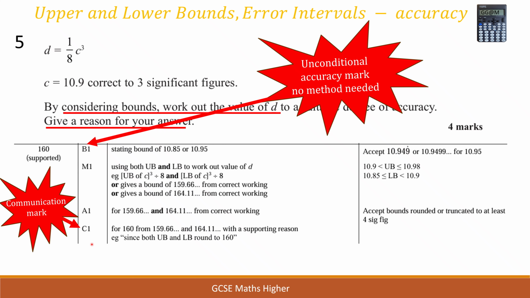The C1 means a communication mark. So this means you have to write some words along with the numbers in order to get the marks. You have to communicate the reason for your answer. It says in the question, give a reason for your answer. Make sure you're communicating why this is the answer here. Give yourself a big tick if you got that correct.